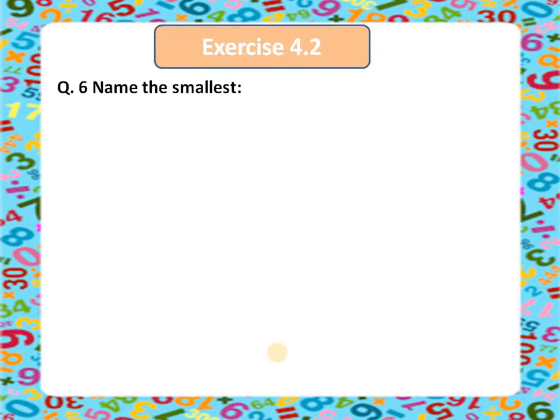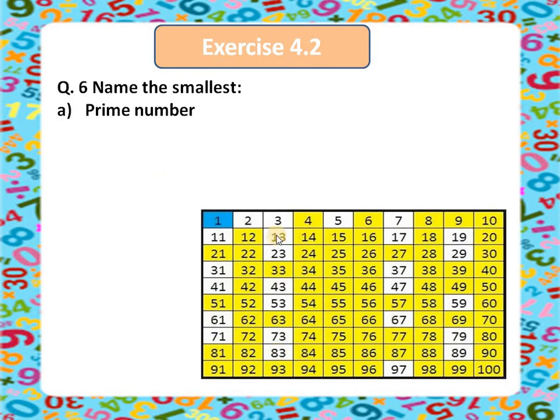Question number 6. Name the smallest prime number. So we all know the smallest prime number is 2. Look here, the smallest prime number is 2. 1 we don't consider it.